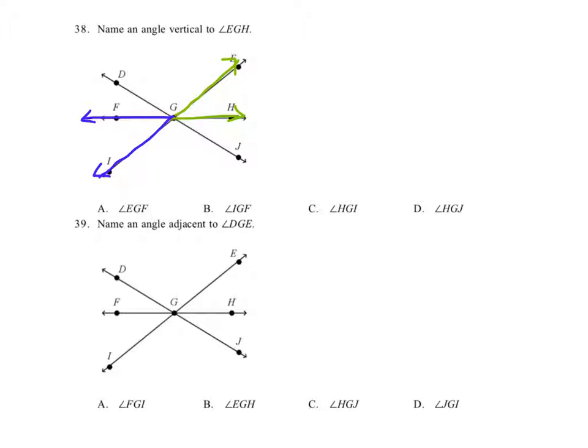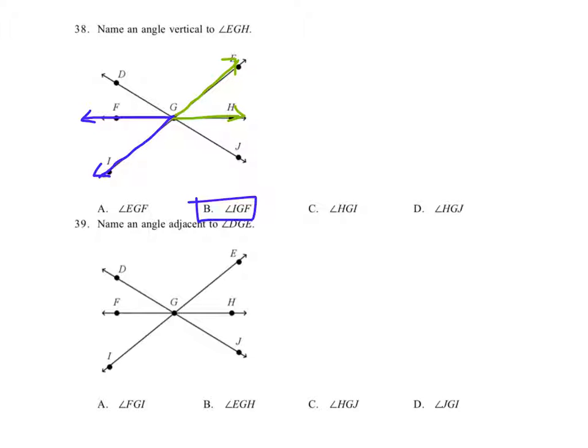So now we have a vertical angle to angle EGH, which is called either angle FGI or angle IGF, depending on which endpoint you started at, or which ray you started on, I should say, because it's not an endpoint with a ray. But IGF, that is this right here. Okay. Now, 39 says, name an angle adjacent to DGE.